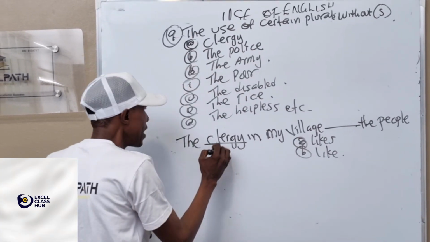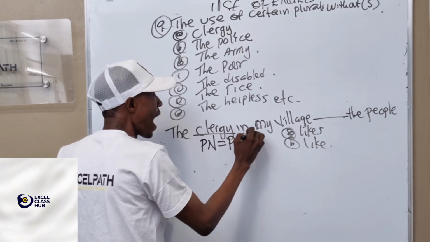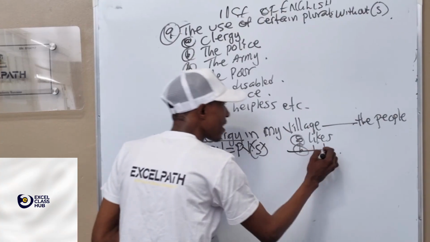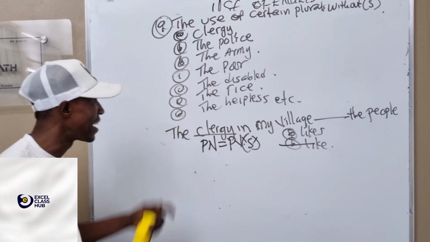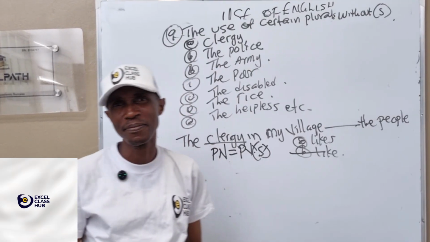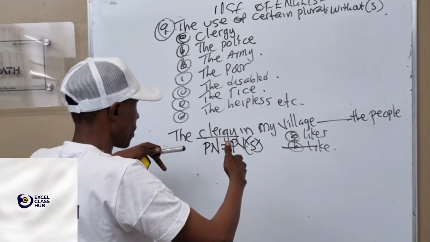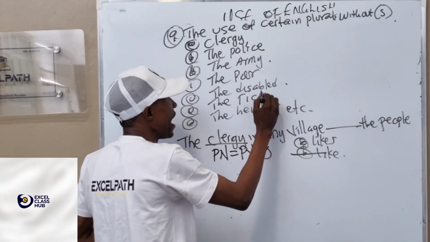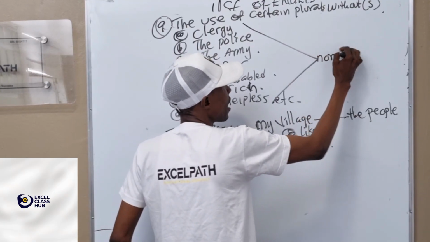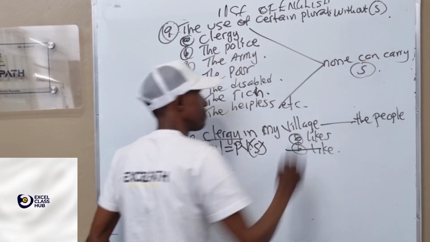And we have been told that a plural noun must go with a plural what? Verb. And your plural verb must not carry what? S. So the correct answer here is what? Like. The clergy in my village like the people. Are you with me? So any of them being mentioned, what we are saying here is that none of these words can carry what? S.